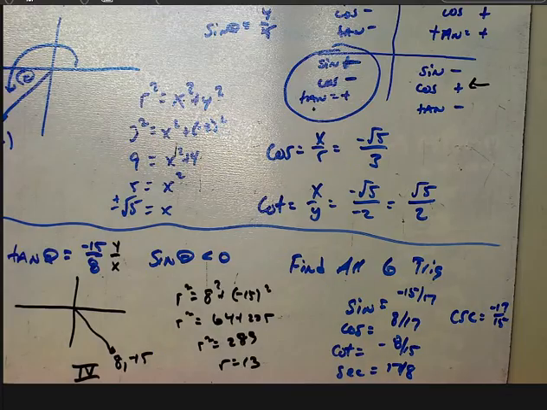Now I just go through to find sine. Y over r. 289 is 17. Y over r. X over r. The inverse of tangent, the inverse of cosine, the inverse of sine. That's how you get your answers.